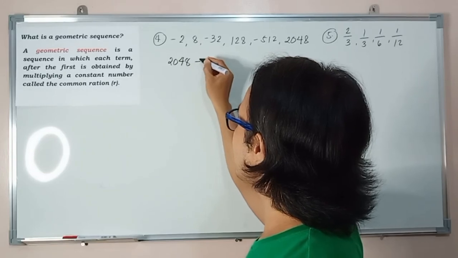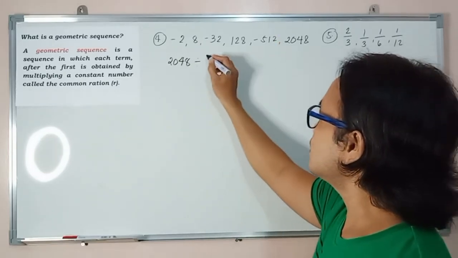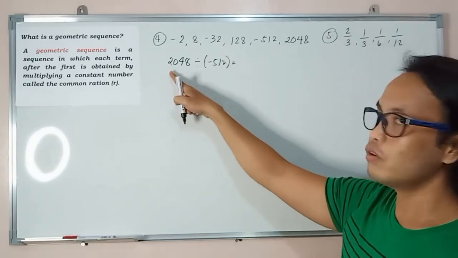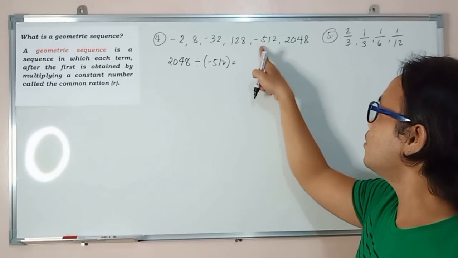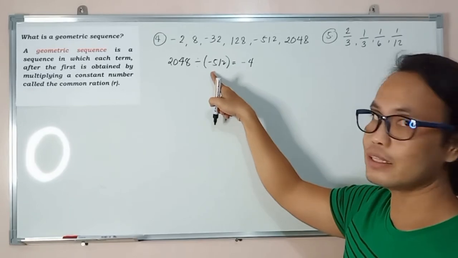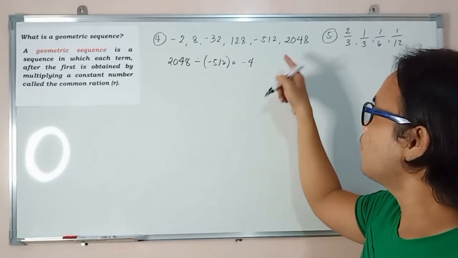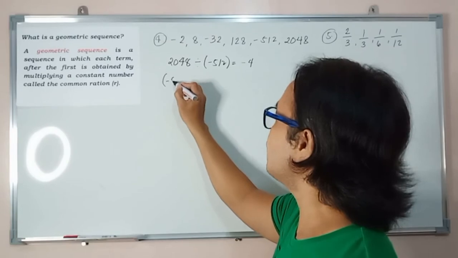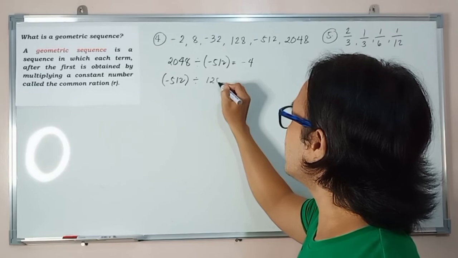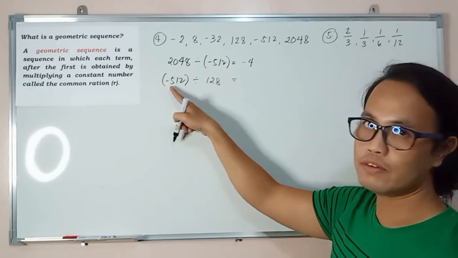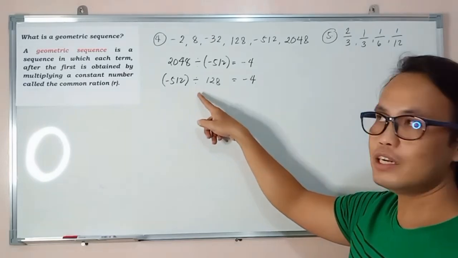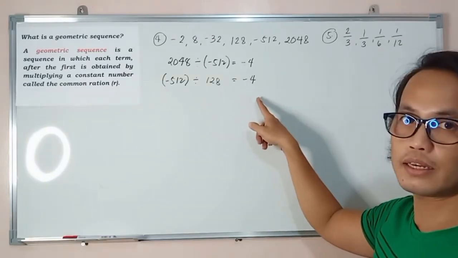2048 divided by negative 512. So 2048 divided by negative 512 is negative 4. Since this is positive divided by negative, our answer is negative. Then we will proceed. We have negative 512 divided by positive 128. The same, negative divided by positive is negative. So we have negative 512 divided by 128 is negative 4.